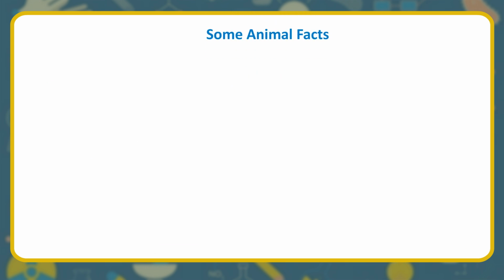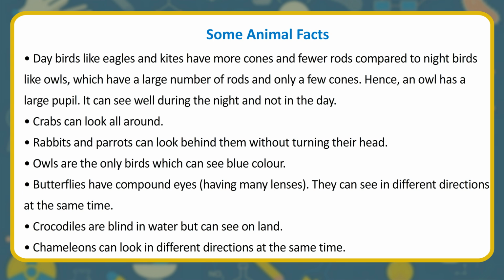Some animal facts. Daybirds like eagles and kites have more cones and fewer rods compared to night birds like owls, which have a large number of rods and only a few cones. Hence, an owl has a large pupil. It can see well during the night and not in the day.